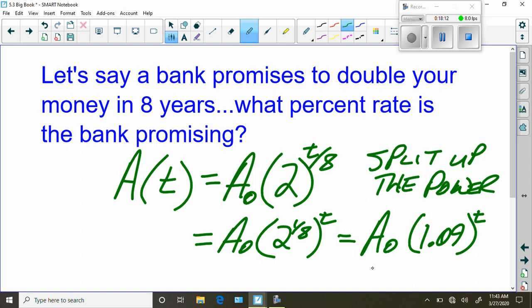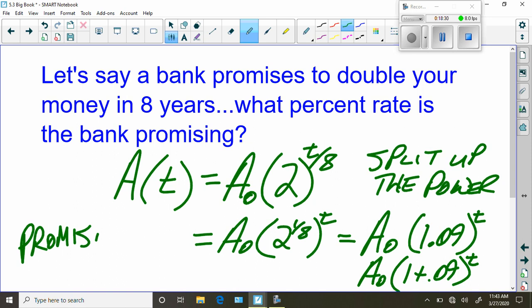And so then that is 1 plus 0.09 to the t. So what percent is the bank promising? The bank is promising, whoa, the bank is promising 9%.